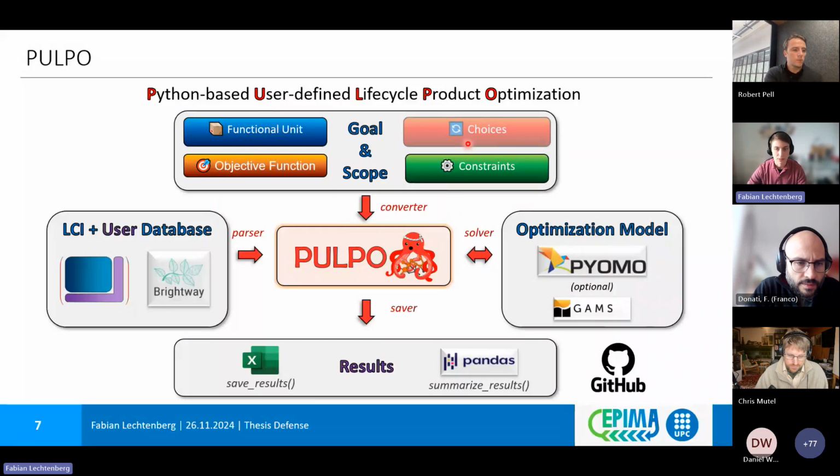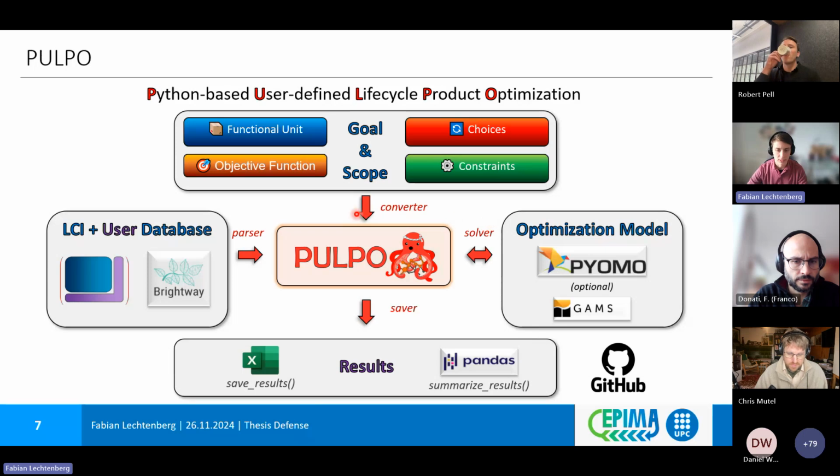Then the choices need to be specified, which are the processes that yield the same function that can be chosen between, for example, the boiler options from the previous example. And finally, additional constraints can be specified. This would then constitute the goal and scope definition of the lifecycle optimization problem. And the rest of the action happens under the hood of PULPO, using a range of open source Python packages to do the heavy lifting.